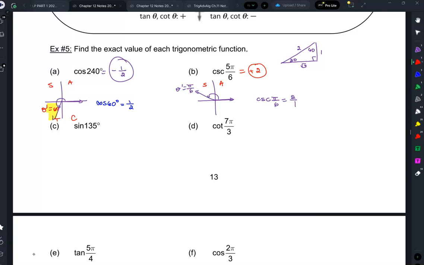All right, next one. Sine of 135. So here we go.